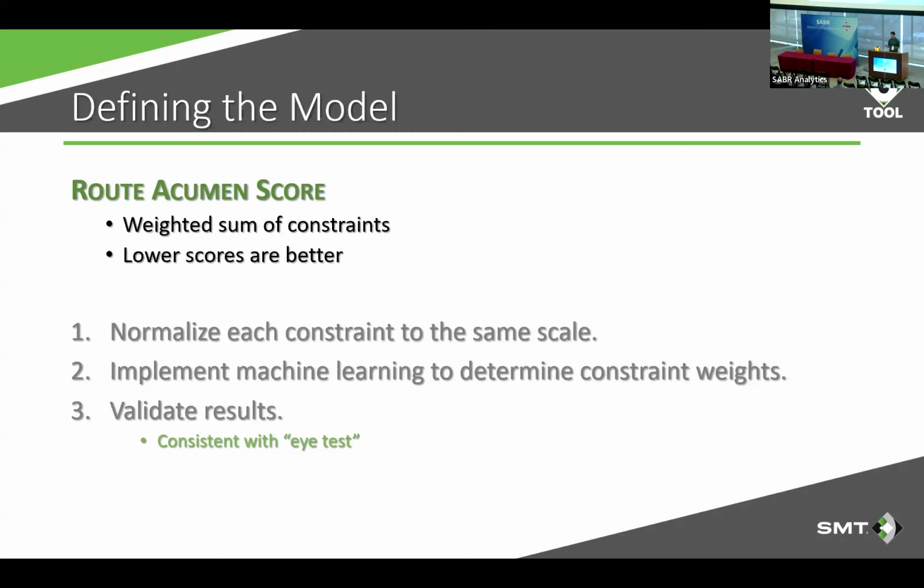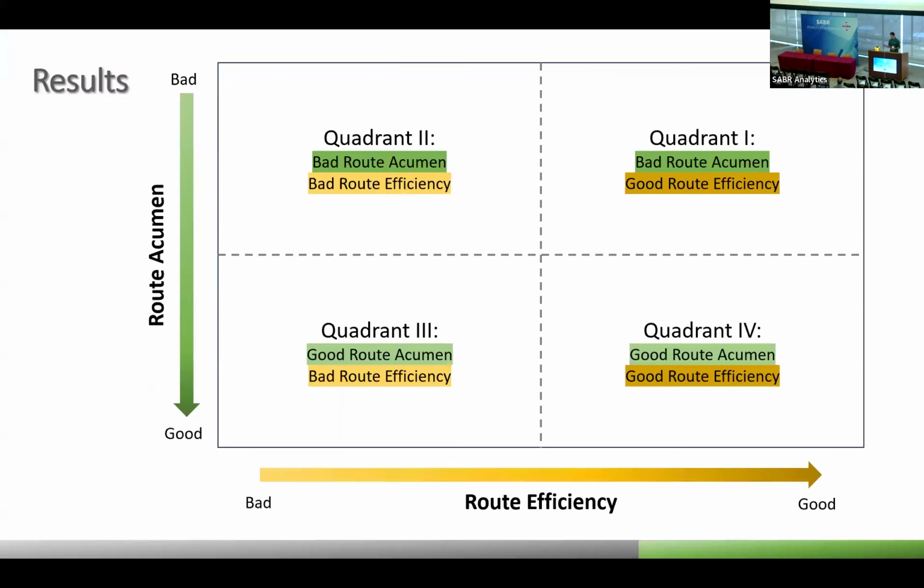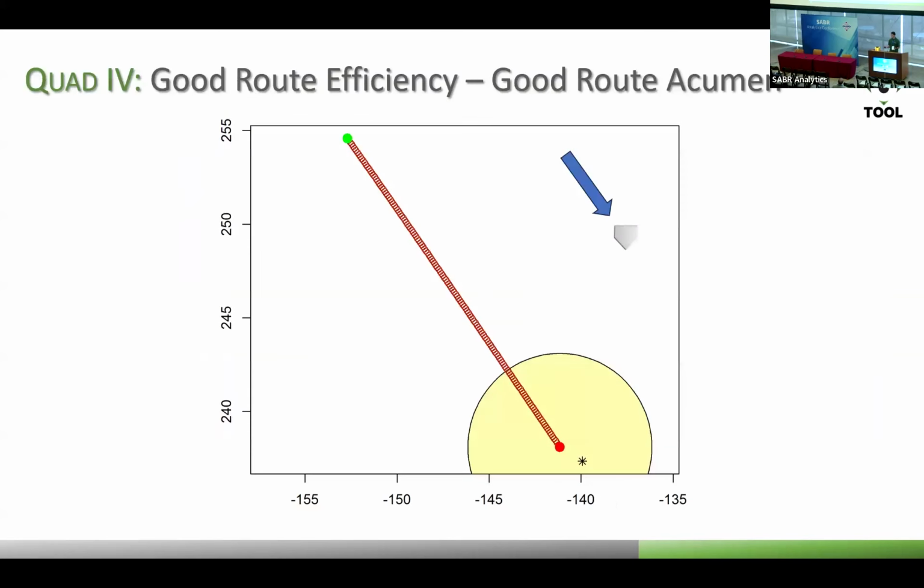So I'll walk through some examples with you guys. But to do that, we have to compare the route acumen with the route efficiency. And when we do that, we get 4 quadrants here. I'll show an example of a route that lies within each quadrant, and we'll work backwards here. Quadrant 4 is where route efficiency and our model both deem the route to be a good route. An example of a route that lies within that quadrant is this one right here. And I think that using our eye, we can all see that this is a good route.